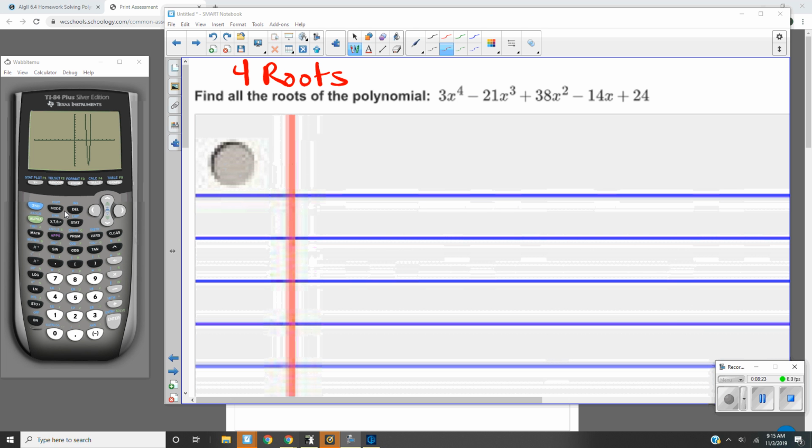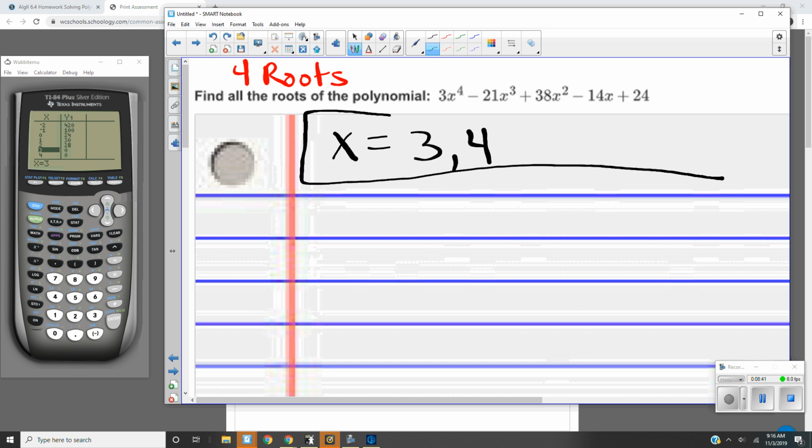So when I look at the graph, it looks like it's crossing at 3 and 4. I can verify that by doing second graph and looking at the table. And then, yep, there it goes. At 3 and at 4, it's crossing. So I'm going to go and draw an answer box and write 2 of the 4 solutions. It's that easy to find half your answers. Use that calculator. The other 2 are probably going to have to be solved using quadratic formula.